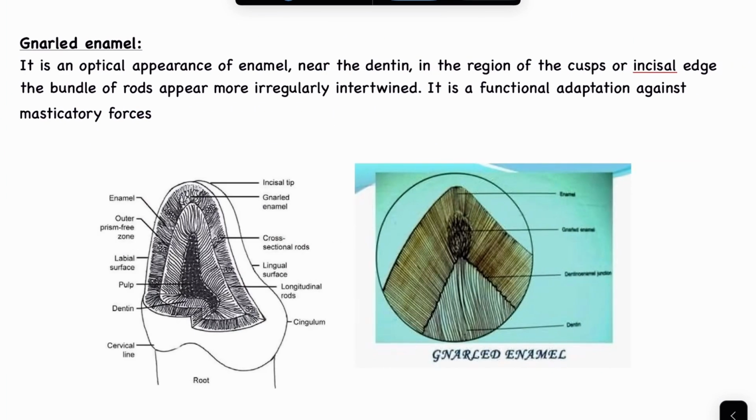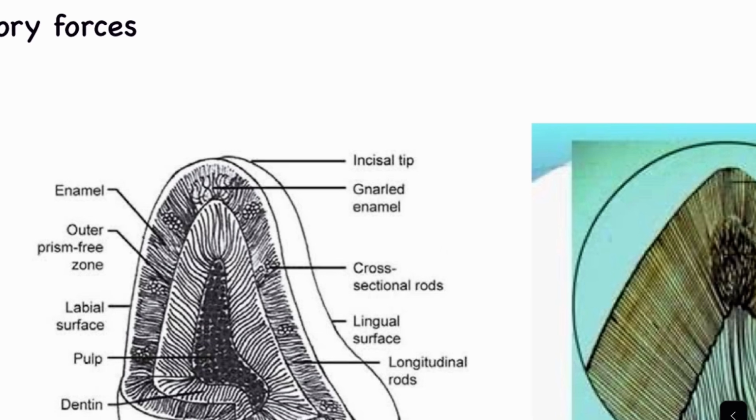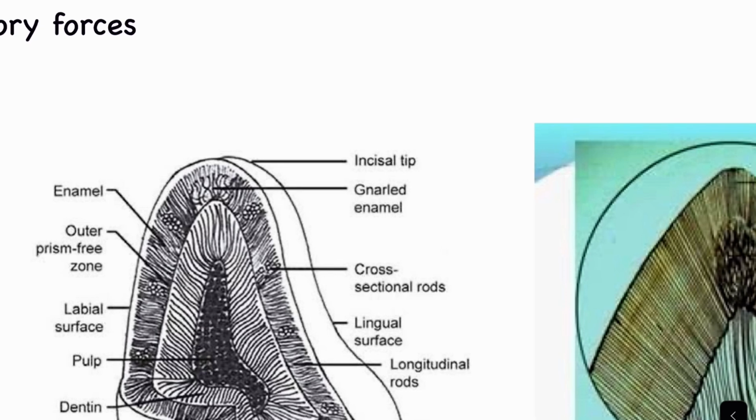Okay, coming to Gnarled Enamel. What is Gnarled Enamel? It's a similar thing. Okay, I'll explain it to you first through the diagram. So it is just intertwined enamel. It is present in the cuspal areas, okay, in the high areas which face the masticatory forces the most. It is present in the incisal edge and the cusps. And you see all the rods over here are more regular, but this is more irregular.